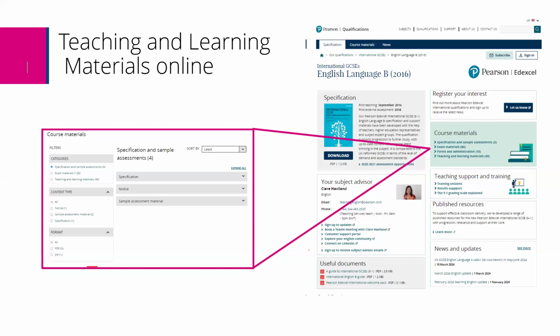So this is what the landing page looks like. And you can see there that sample and specification sample assessment materials is this page. There are 120 pieces, and these are constantly being updated, of course. The exam materials and teaching and learning materials are all there for you to look at. You can expand each of those areas to look at more, and you'll see things like the Getting Started guide are in there.